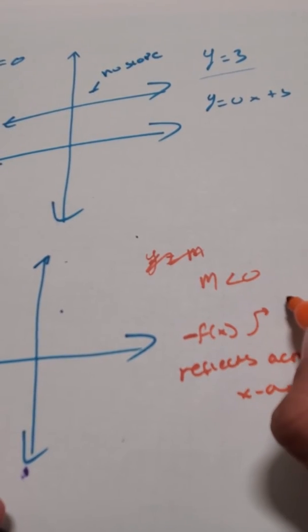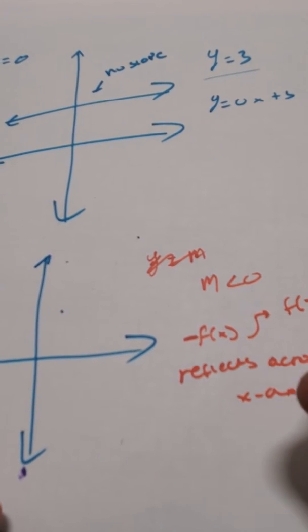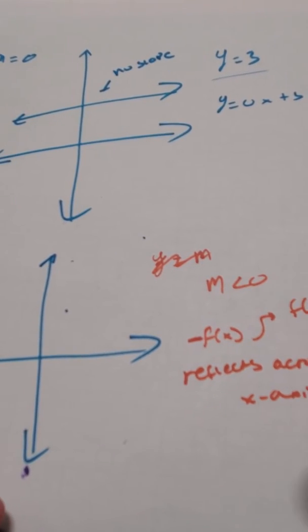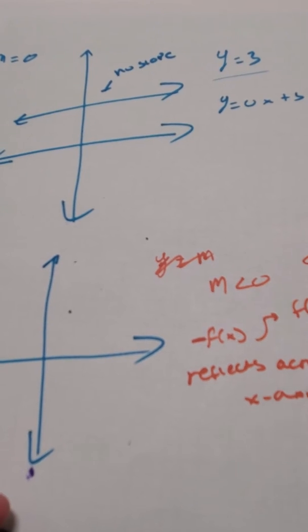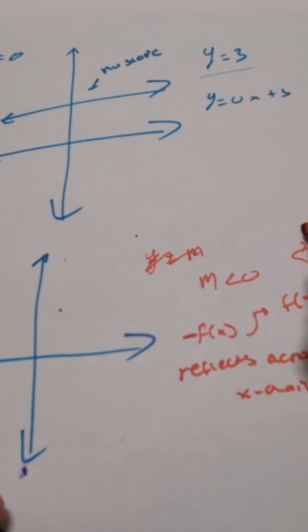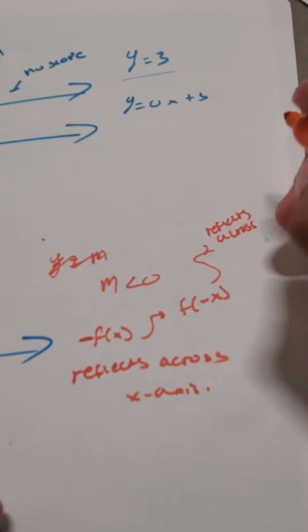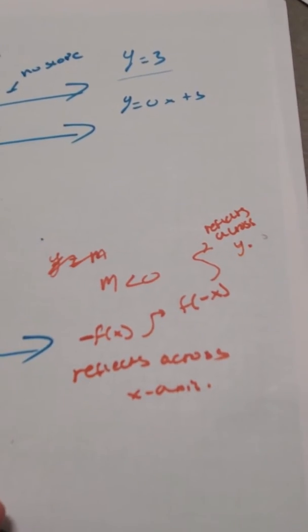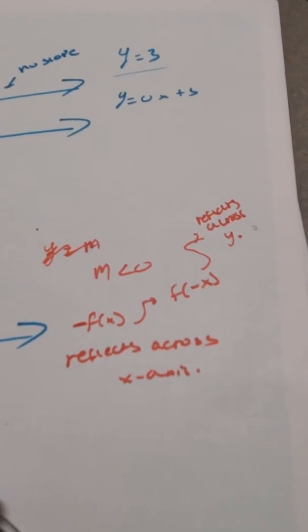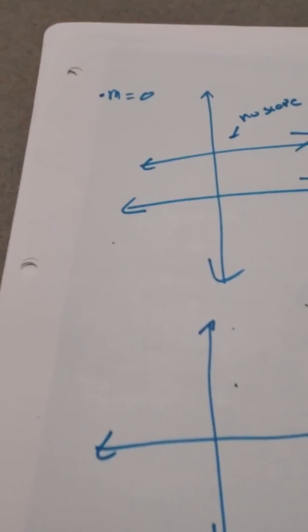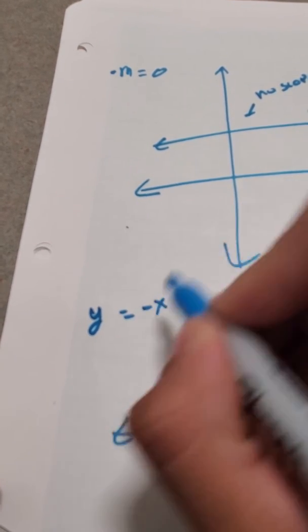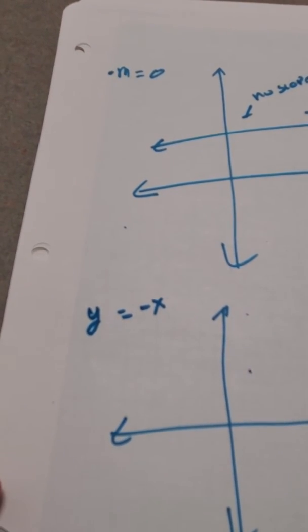Whereas f of negative x reflects across y. Sorry, guys. All right, let me give an example. y is equal to negative x. That's the easiest way to figure it out.